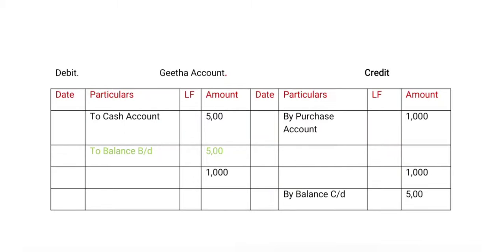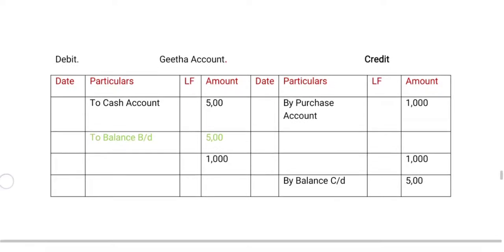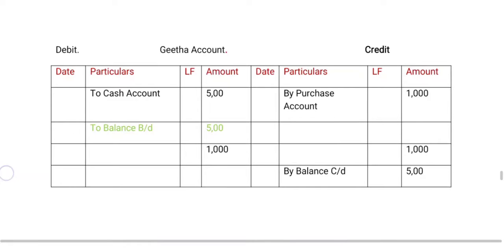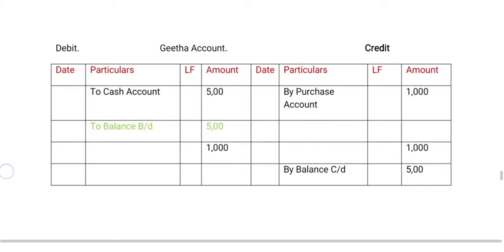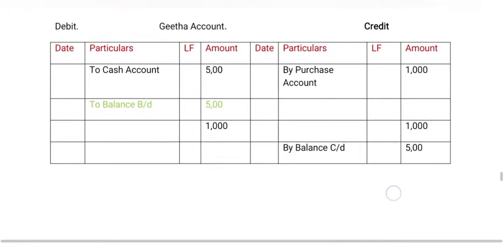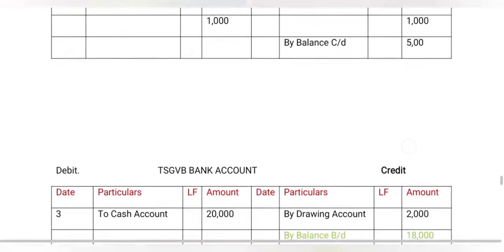Then Geeta is a credit supplier to the business. That's the reason we have two entries related to Geeta. One is purchase, another is payment. Here first we take the purchase, 1000 on the credit side. Then we go to the debit side. Geeta account is debit to cash account 5000. Then for both sides, whichever is higher, take in two columns. Then after valuing, the remaining amount is transferred to the next month.